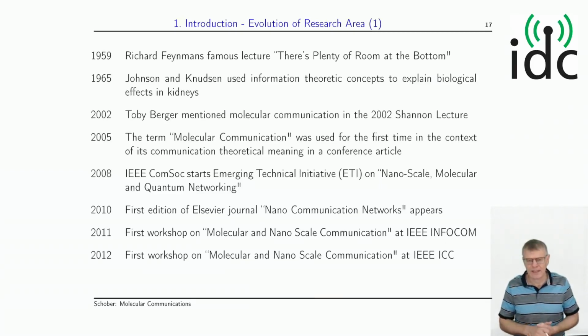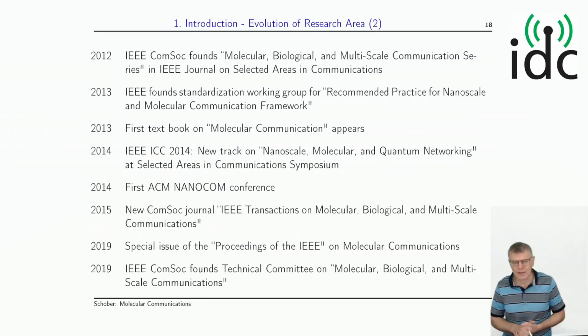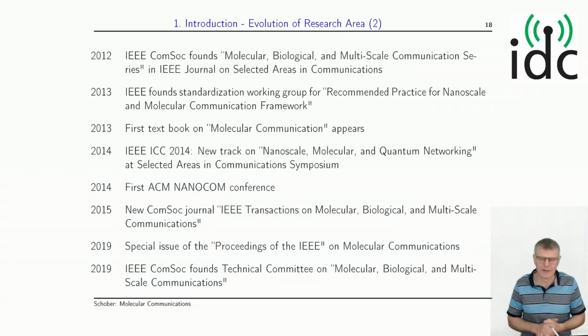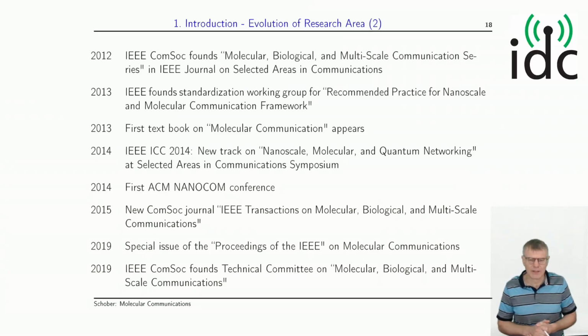Then in 2010, Elsevier started the first journal on nanocommunication networks, and this journal is still in operation today and largely dedicated to molecular communication. In the subsequent years, most of the communication conferences that we know, right, Infocom, ICC, Globecom, they started workshops or symposia on this topic. And in 2012, ComSoc also started a series in JSAC, so in the Journal of Selected Areas in Communication, on this topic. And this series was later converted to a separate journal in 2015.